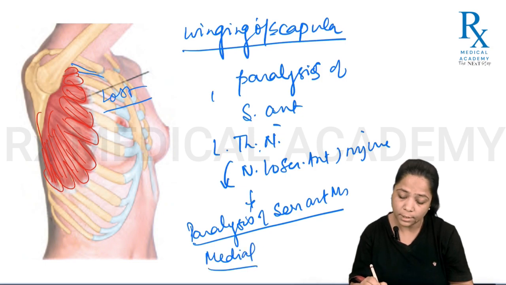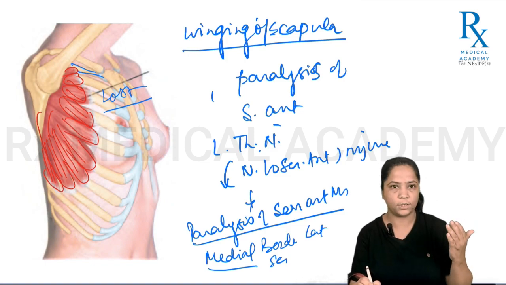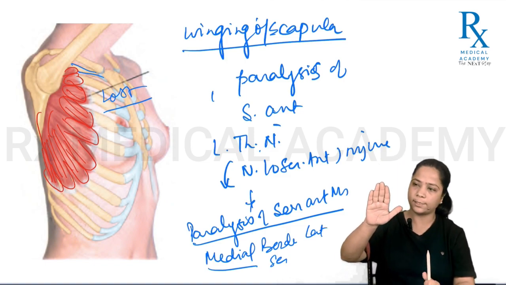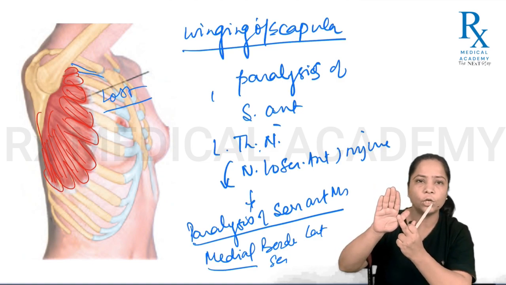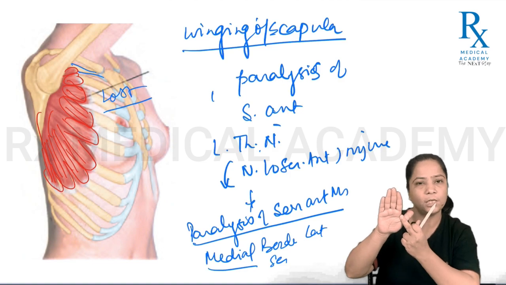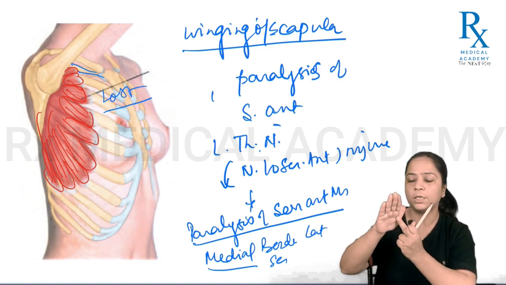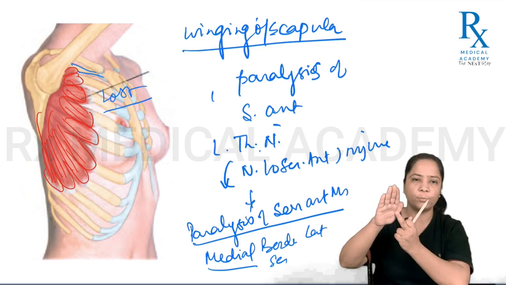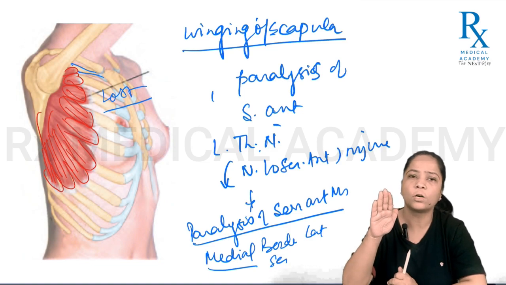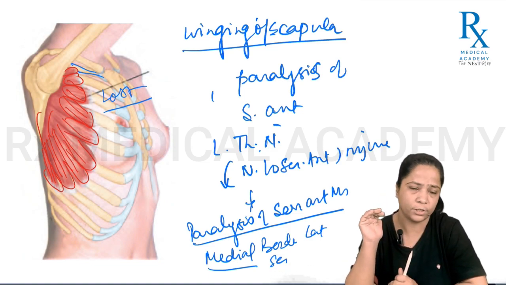What happens in this? The medial border of the scapula is laterally rotated and shifted to the posterior side. Suppose this is a scapula, this is the medial border of the scapula. In case of winging of scapula, the function of serratus anterior muscle is lost, and this leads to the posterior and lateral shifting of this medial border of the scapula, and this is somewhat a wing-shaped structure. That is why it is known as winging of scapula.